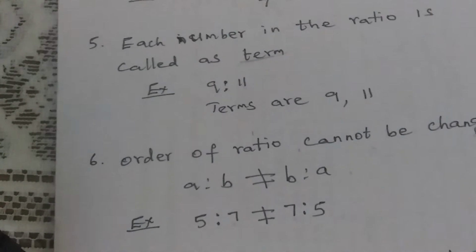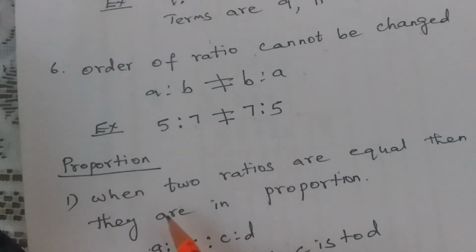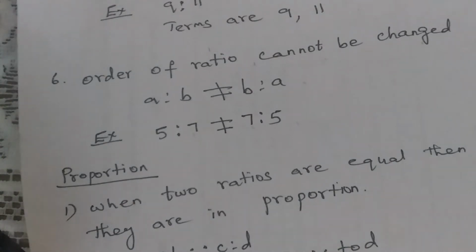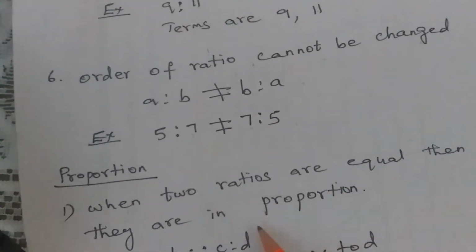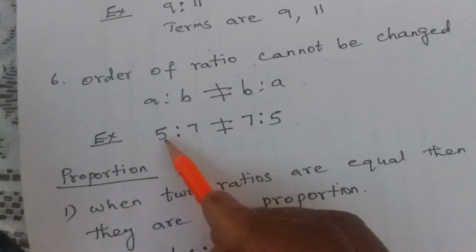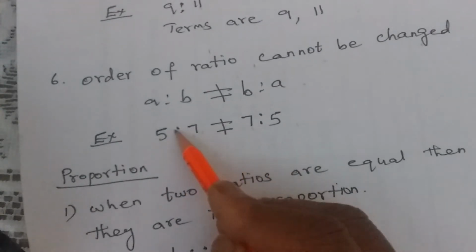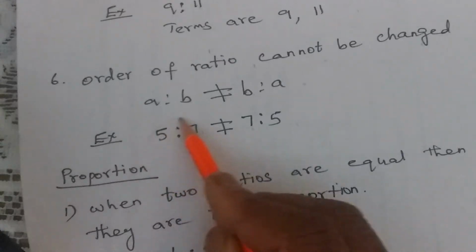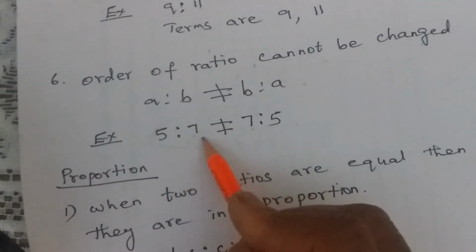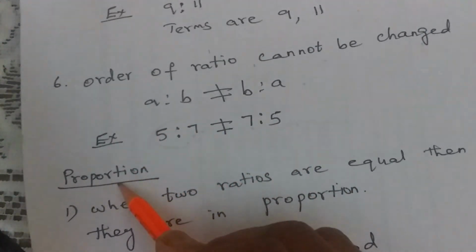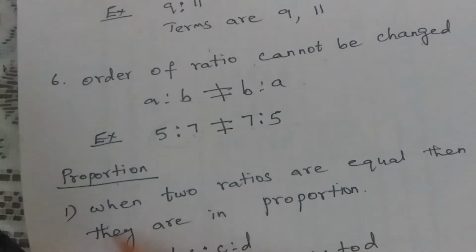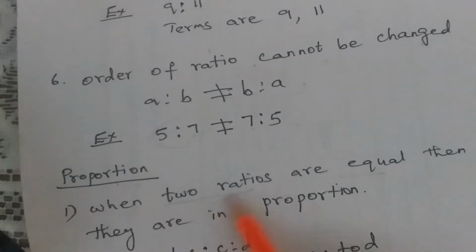Now let us see proportion. Proportion means when two ratios are equal; when you equate two ratios, we get a proportion. This is just one ratio: when you compare just two quantities using the "is to" symbol, it is a ratio. And when you have two equal ratios, then it is called a proportion. So proportion is nothing but equality of two ratios.